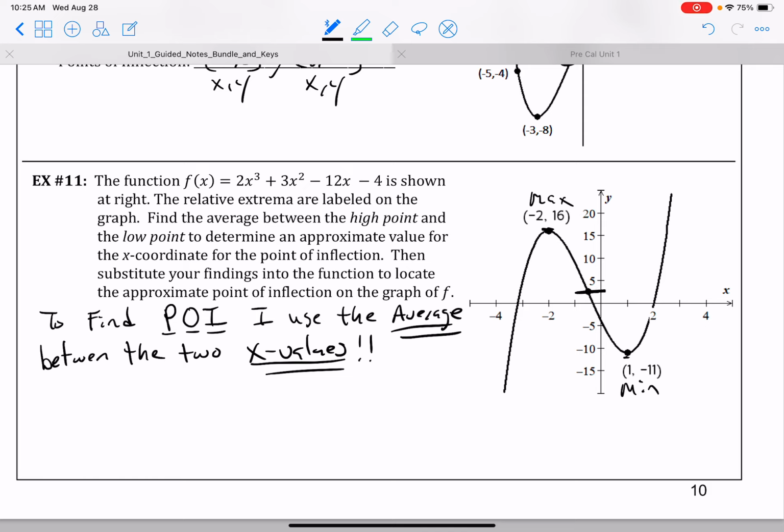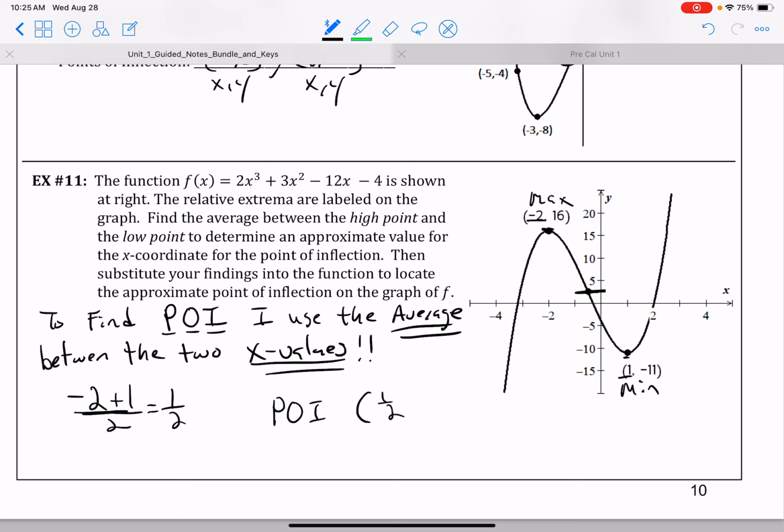two. So I have negative 2, that's my max, plus 1, that's my min. All right, so those are my x values. I divide by 2, so negative 2 plus 1 is negative 1/2. Okay, so my point of inflection has an x value of negative 1/2, which makes sense.